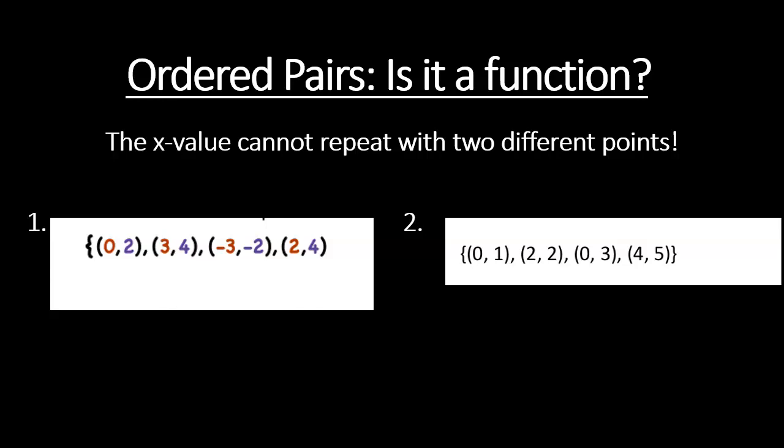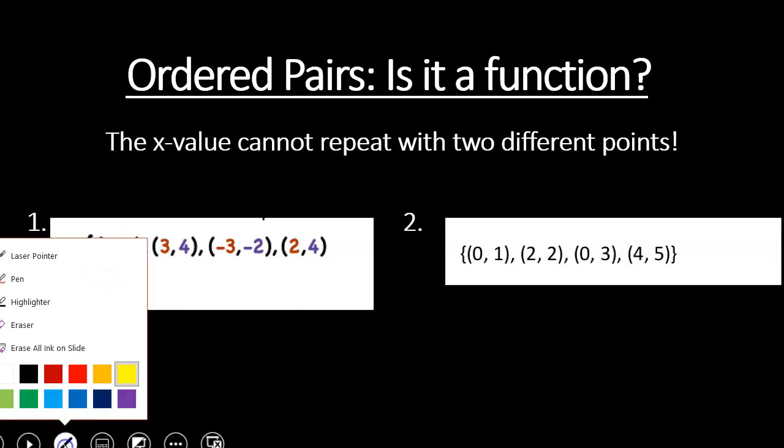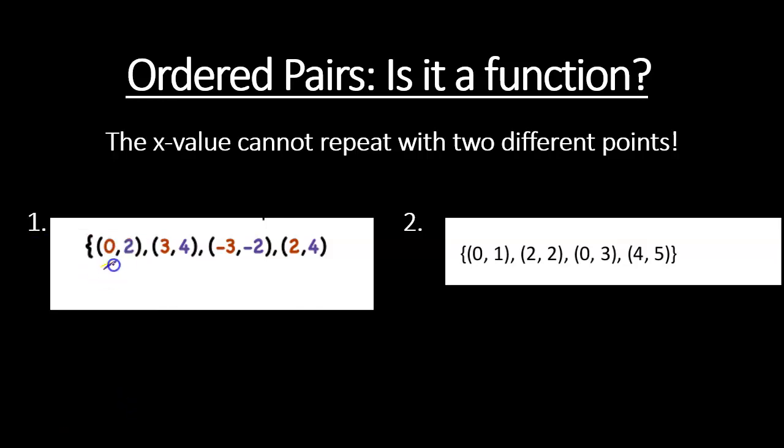All right, if we look at number 1, we have (0, 2), (3, 4), (-3, -2), and (2, 4). When we look at our x values, we have 0, 3, -3, and 2. Since none of those x values repeat, this one is a function.